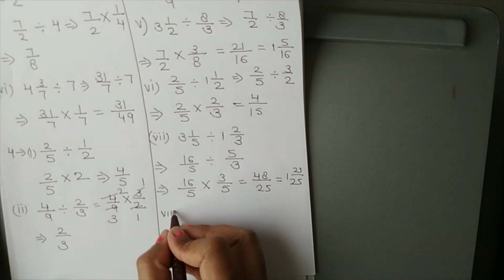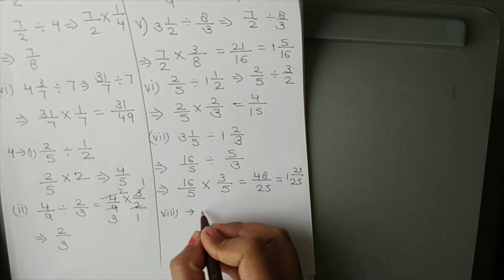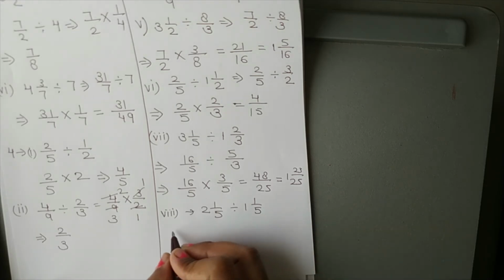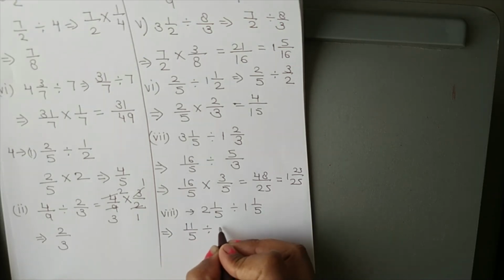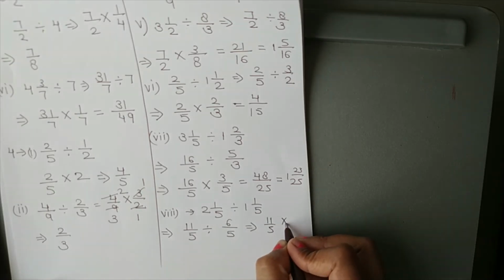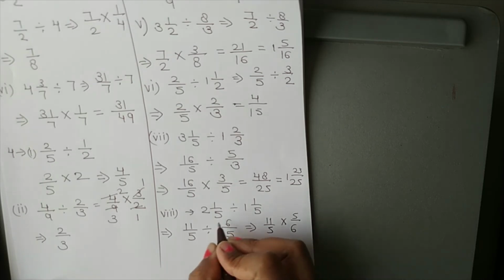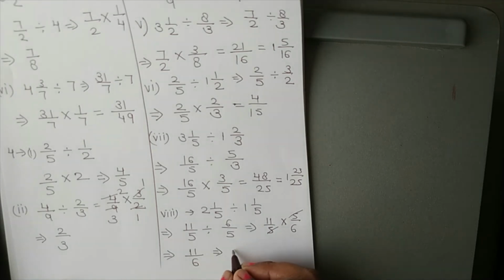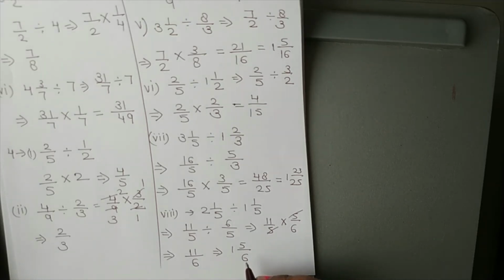Okay, last one, eighth part, that is 2 1 upon 5 divided by 1 1 by 5. So it can be written as 11 upon 5 divided by 6 upon 5, that is 11 upon 5 is multiplied by 5 upon 6, reciprocal of 6 by 5. So 5 and 5 will be cancelled, so remaining is 11 upon 6. It can be converted into mixed fraction, 1 5 upon 6. Okay.